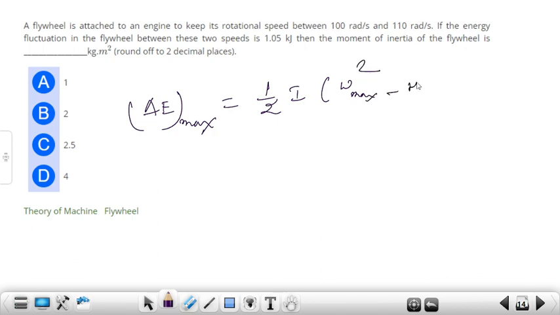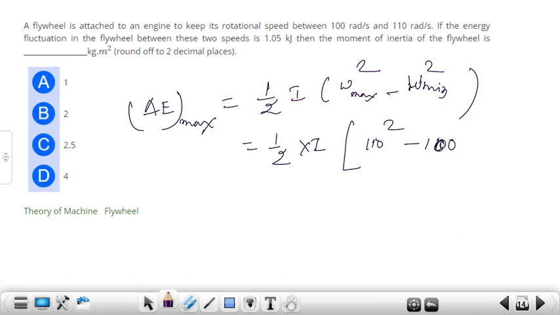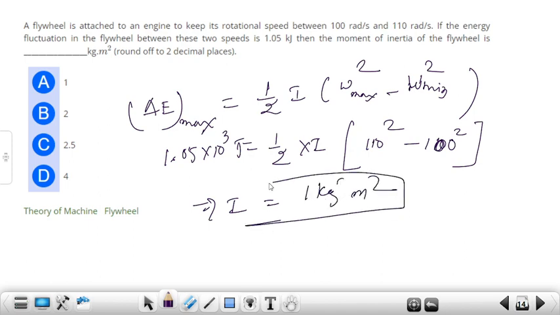we know the formula, half I (omega max square minus omega min square). So I have to find, omega max given 110 square minus 100 square, and change in energy is 1.05 into 10 to the power 3 joule. So in that case we can find I is equal to 1 kg meter square. So option A is the correct answer.